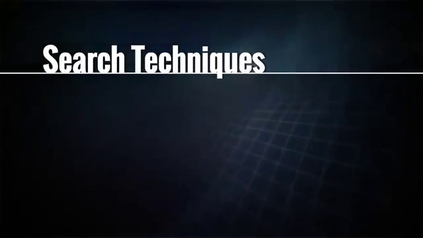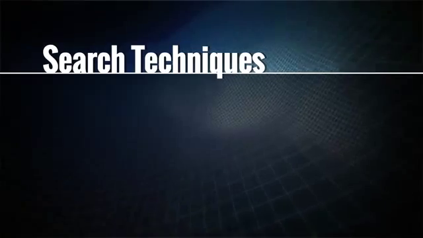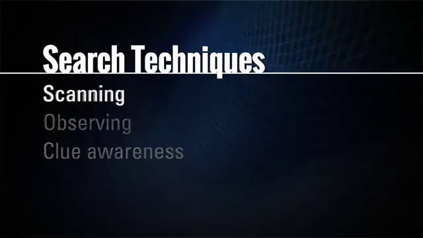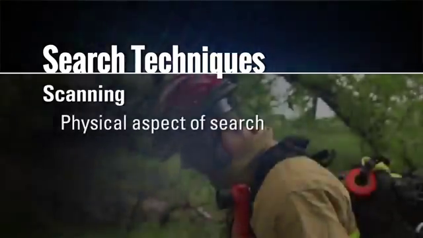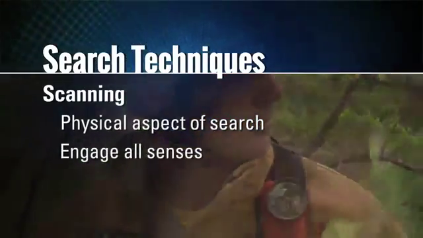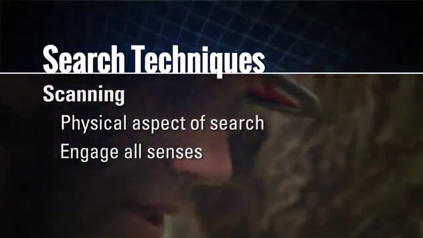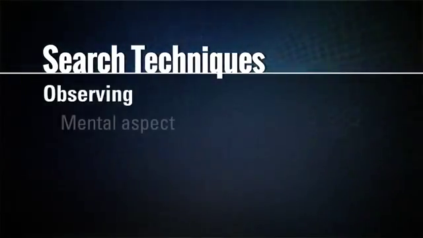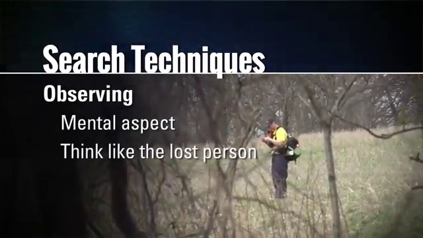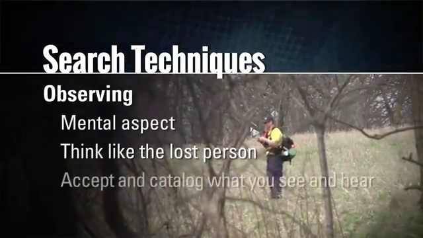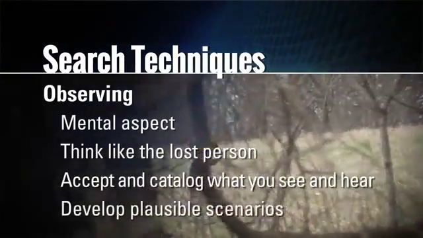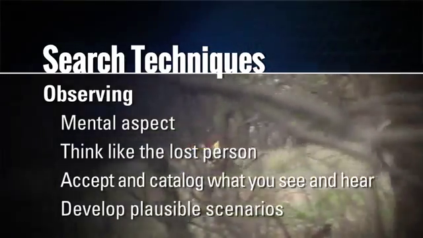The search techniques used in any search and rescue mission are consistent. They include scanning, observing, and clue awareness. Scanning is the physical aspect of the search, using your senses to search for lost subjects. You engage sight, hearing, smell, and touch with this technique. Observing is the mental aspect of search, trying to think like the lost person, putting yourself in their shoes. It involves accepting and cataloging information gained through scanning and using those items to develop plausible scenarios for where the subject may be located or moving.